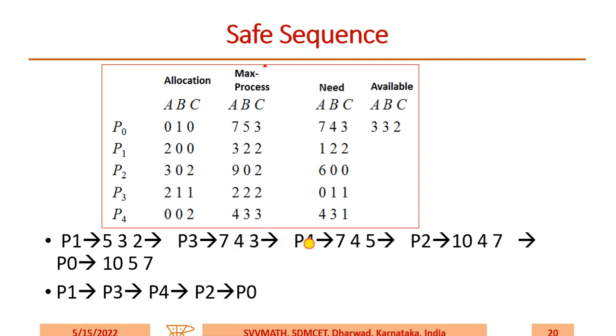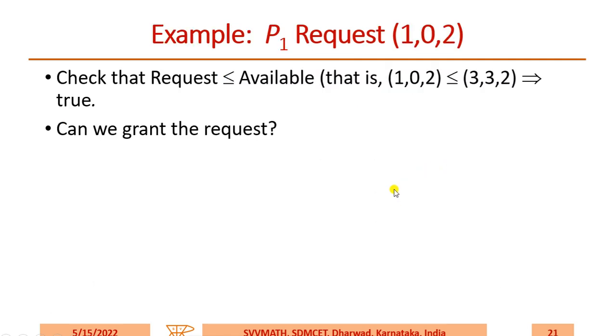Like that, later I will allocate to P4, then I will allocate to P2, then I will allocate to P0. The safe sequence I got is P1, P3, P4, P2, P0. You may get more than one safe sequence. Should I try all? No. Even if one safe sequence is there, I can say the system is in a safe state.